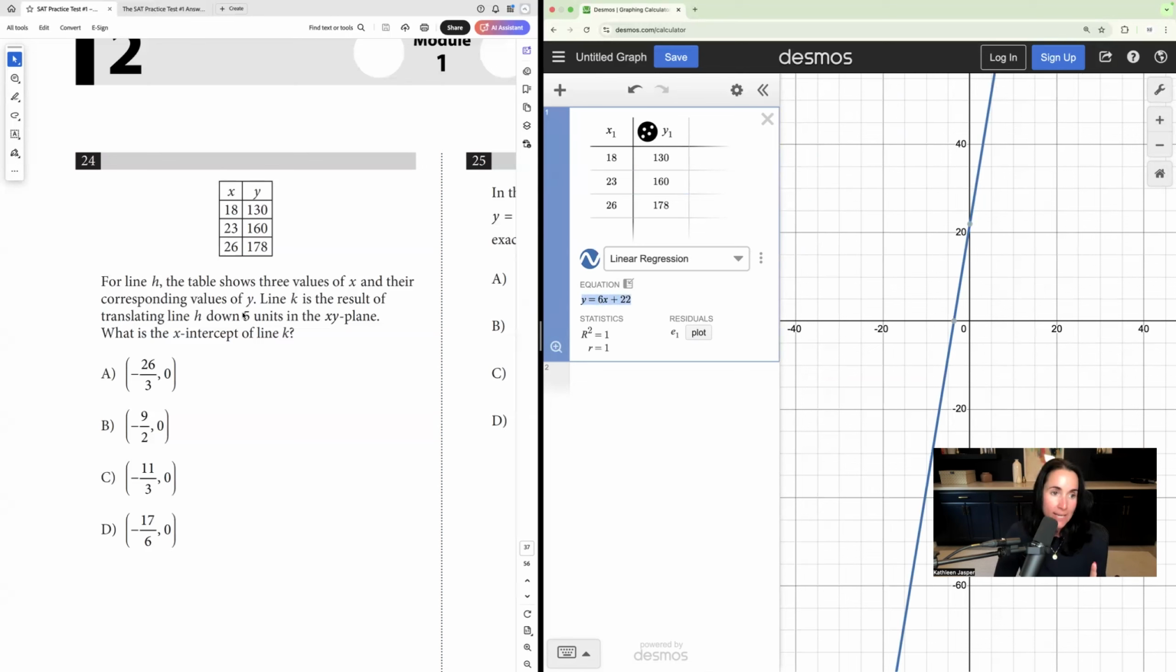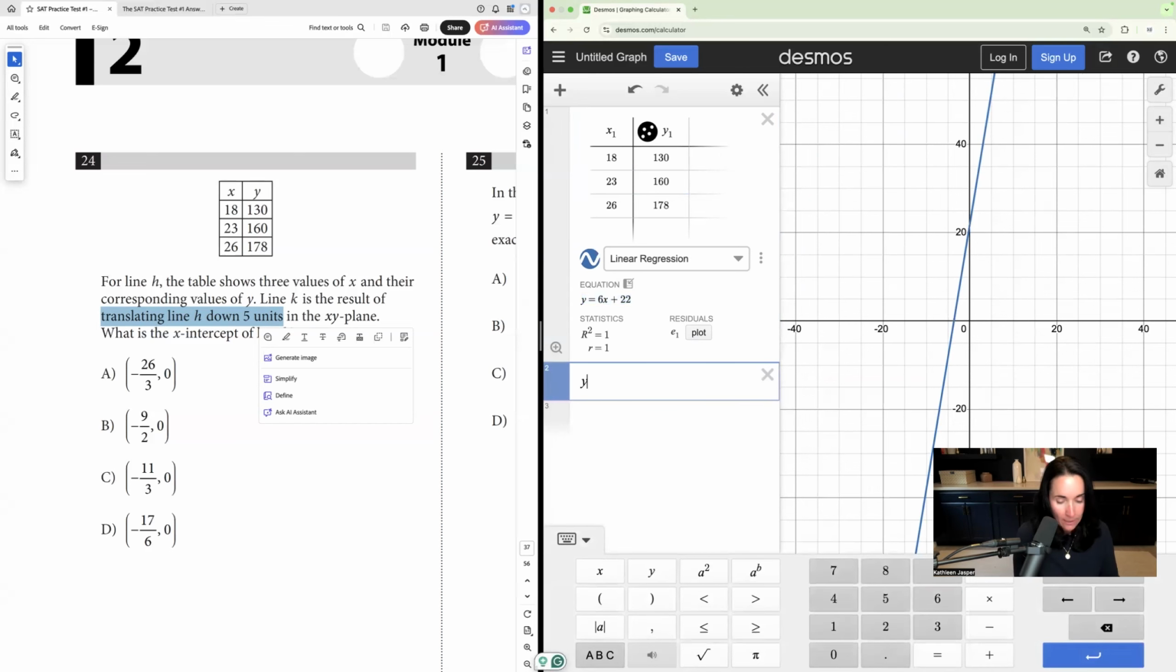Well, remember, it says translating line H down 5 units. So we're moving the line down on the y-intercept here. So what we want to do is subtract 5 from the 22. And when we do, I'm just going to take this and go y = 6x plus, what's 22 minus 5? 17. Oh, notice I have another line here.